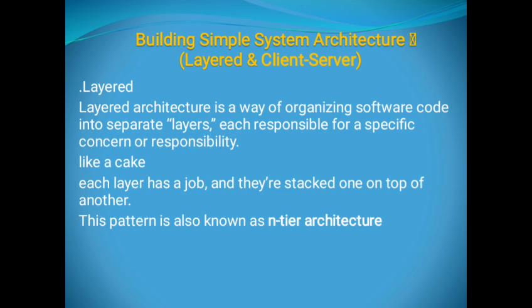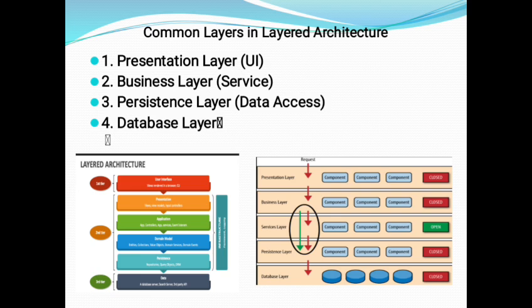Layer architecture is a way of organizing software code into separate layers, each responsible for a specific concern or responsibility, like a cake. Each layer has a job. They are stacked one on top of another. This pattern is also known as n-tier architecture. Common layers in layer architectures are presentation layer (UI), business layer (service), persistence layer (data access), and database layer. Below is an example of a simple layered architecture.